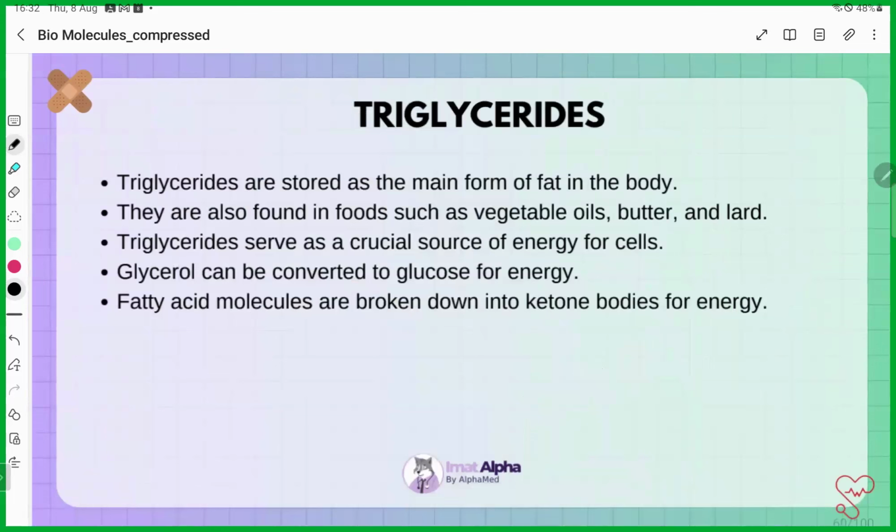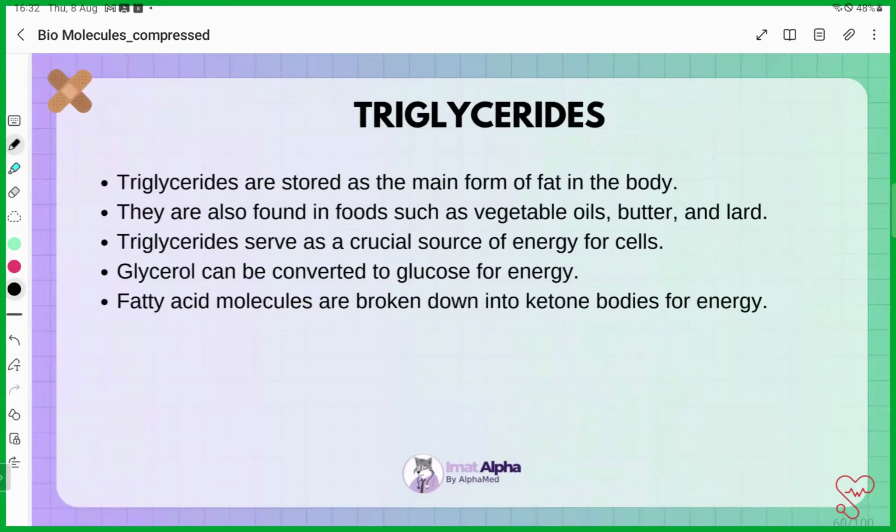Triglycerides are stored as the main form of fat in the body. They are also found in foods such as vegetable oils, butter, and lard. Triglycerides serve as a crucial source of energy for cells. Glycerol can be converted to glucose for energy. Fatty acid molecules are broken down into ketone bodies for energy.